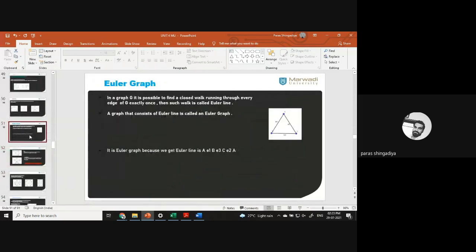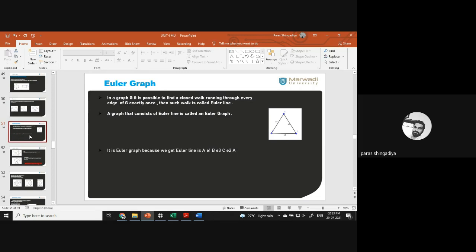Okay, this is the Euler graph definition. In a graph G, is it possible to find a closed walk running through every edge of G exactly once? Such a walk is called an Euler line. And a graph that consists of an Euler line is called an Euler graph. Okay, so that is the definition.